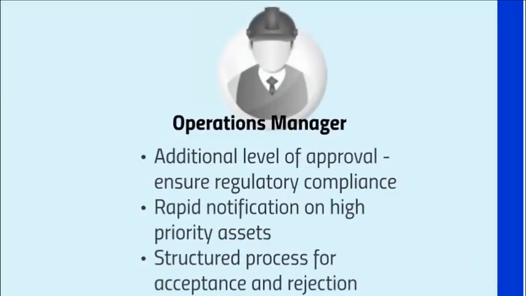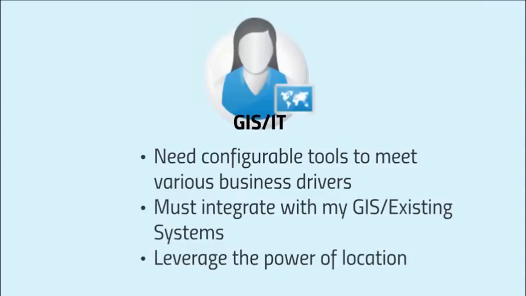Again, there may be multiple levels of approval or visibility needed on this data to ensure regulatory compliance and so on. It may be that as data moves through the system, for high priority assets, for example, damage is found and repair is required on this priority asset. That information needs to move into the next level, to the next queue, and there needs to be visibility there, but with that same concept of a structured process for acceptance and rejection as it moves through. But let's not forget the GIS and the IT perspective here.